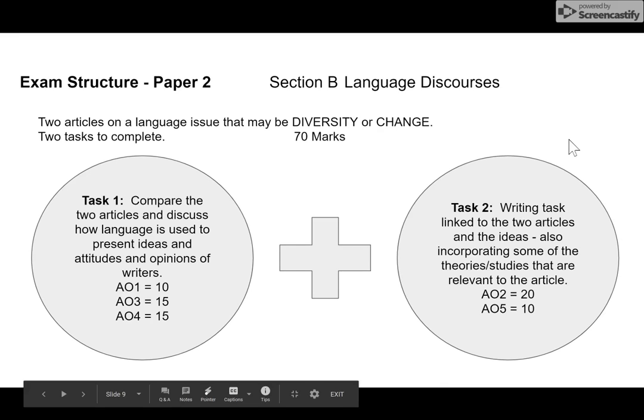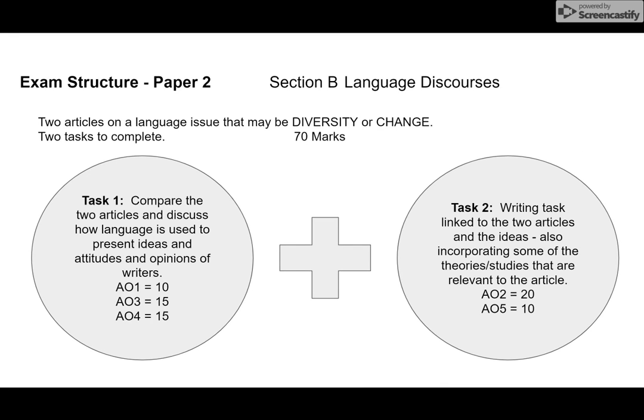So this is the second part of the Perplexed Parents and Stressed Students Guide to AQA A-Level English Language, and this is the point I'd reached before I got cut off due to the plan that I've got, which is the free one. So the point I got to was the exam structure for Paper 2 and Section B, Language Discourses. In this section, students have two articles on a language issue, and that issue may be to do with diversity or may be to do with language change, and there are two tasks to complete.